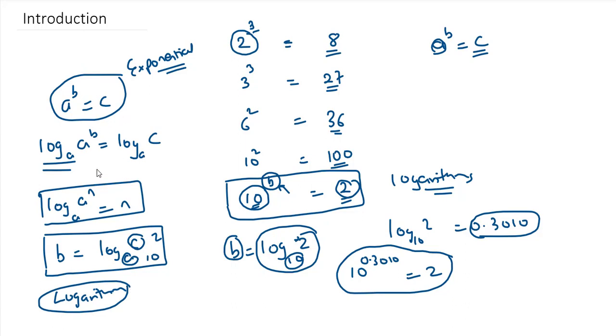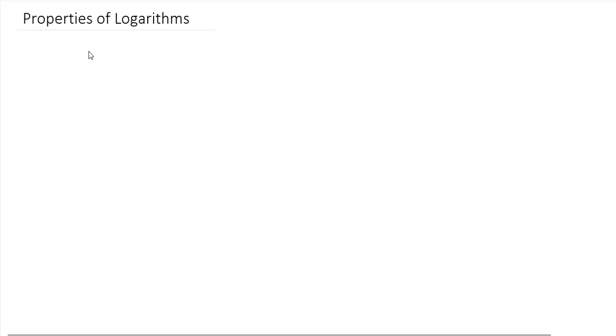So the relation between these two is: a raised to b equal to c is b equal to log c to the base a. Let us now discuss some properties of logarithm. Before that, let us understand the two widely used types of logarithms. One is the natural logarithm.